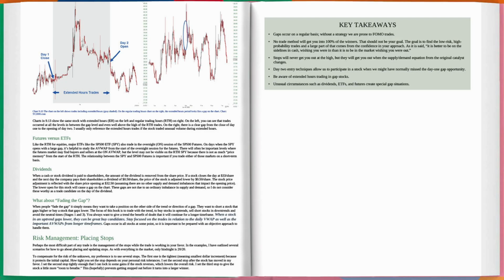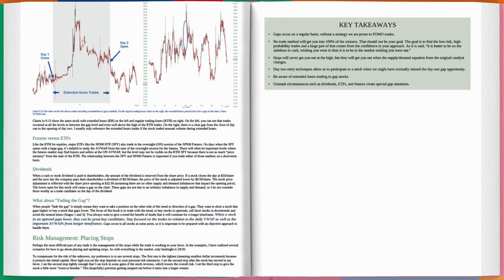Futures versus ETFs. Like the RTH for equities, major ETFs like the S&P 500 ETF, SPY, also trade in the overnight session of the S&P 500 futures. On days when the SPY opens with a large gap, it's helpful to study the AVWAP from the start of the overnight session for the futures. There will often be important levels where the futures market may find buyers and sellers at the overnight AVWAP, but the level may not be visible on the RTH SPY because there is not as much price memory from the start of the RTH. The relationship between the SPY and S&P 500 futures is important if you trade either of those markets on a short-term basis.